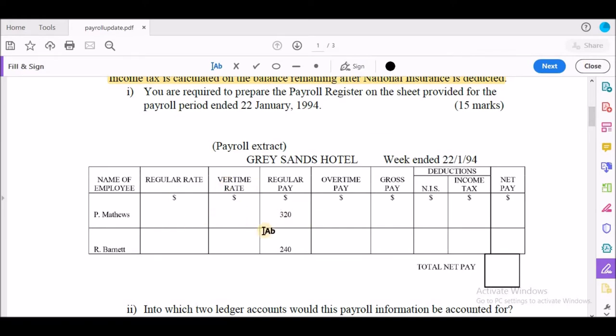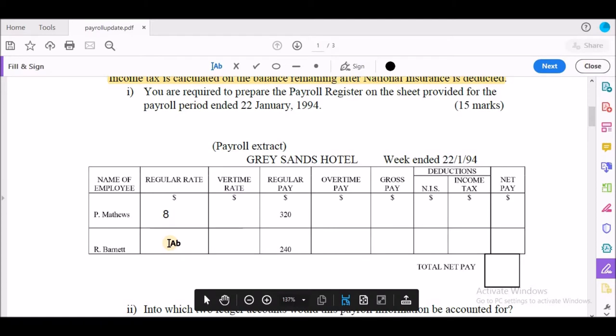So here we need the regular rate for P. Matthews, and the overtime rate. How are we going to find the regular rate? They're expected to work 40 hours per week, and for P. Matthews, his pay is 320. So we're going to take 320 and divide it by 40, and that's going to give us $8. So for P. Matthews, he's paid $8 per hour. We're going to do that for Barnett also. We take the 240 and divide it by 40, and that's going to give us 6.